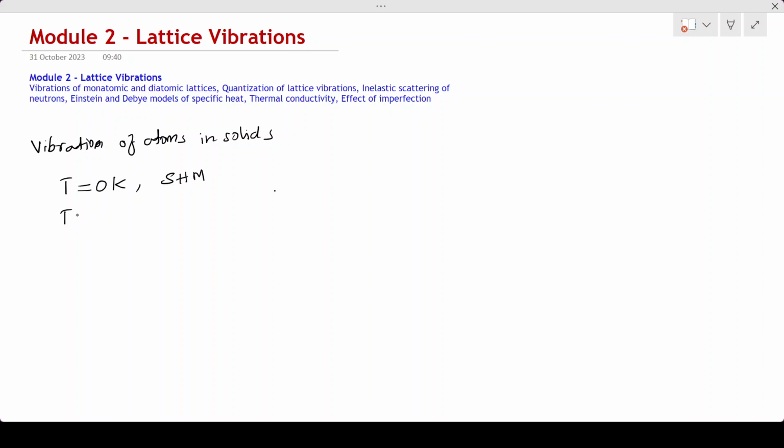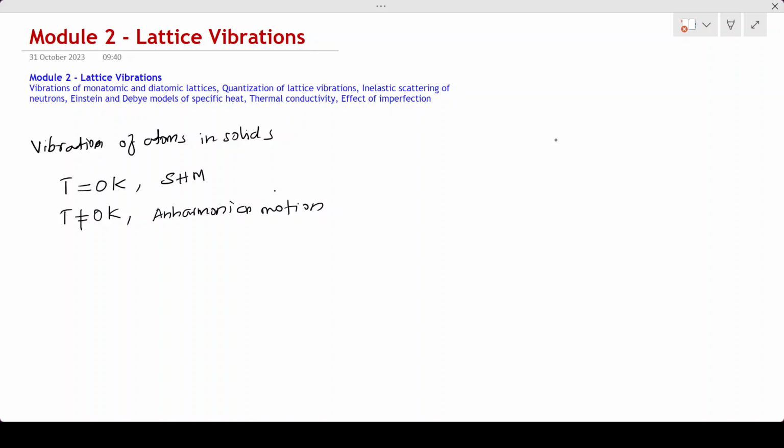SHM. Whereas at other temperatures, T not equal to 0 Kelvin, if we increase the temperature, fluctuations will be there, then energy fluctuations will be there, so it will execute an anharmonic motion in that scenario. So we have two kinds of motion we can expect with respect to temperature. When T equals 0 Kelvin, we have a simple harmonic motion. When T is not equal to 0 Kelvin, we'll have an anharmonic motion.